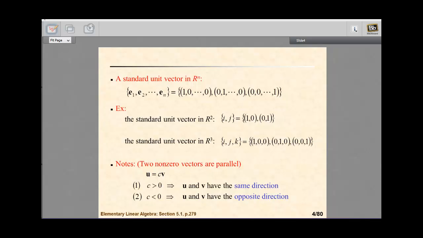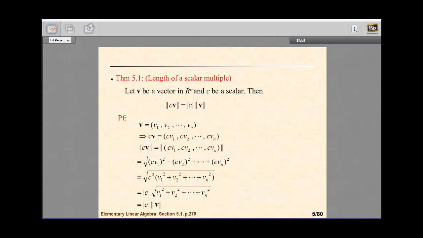The next thing we will study is the standard unit vectors. In 2 dimensions, the standard unit vectors are (1, 0) and (0, 1). In R3, the standard unit vectors are (1, 0, 0), (0, 1, 0) and (0, 0, 1). Similarly, in n dimensions we can represent the unit vectors like this.